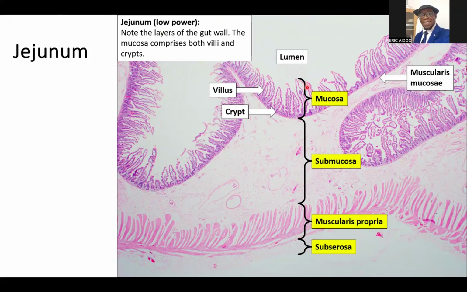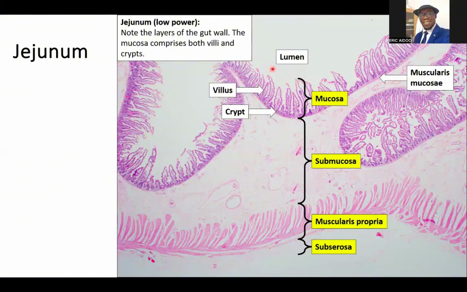If it's within outwards, we say mucosa, submucosa, muscularis externa, then serosa. If it's without inwards, that means you start from here: subserosa, muscularis propria, submucosa, and then mucosa. So let's start from within outwards.